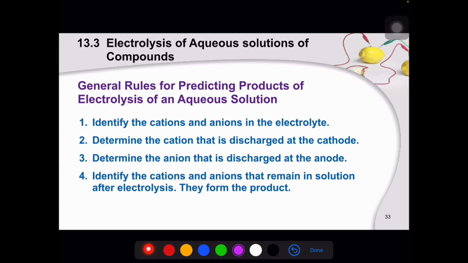So 4 steps, and we are going to apply it first to the next page of the setup. If you look at the next page of your notes, you'll realize that it's drawn for you, the same diagram of your electrolytic cell.